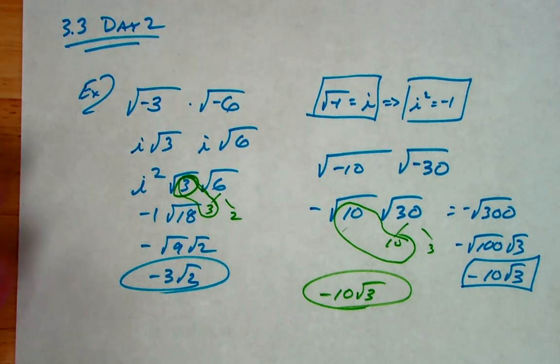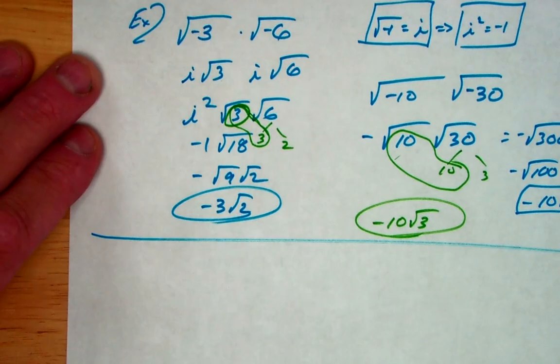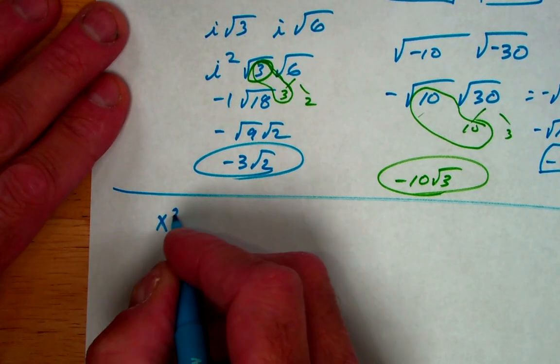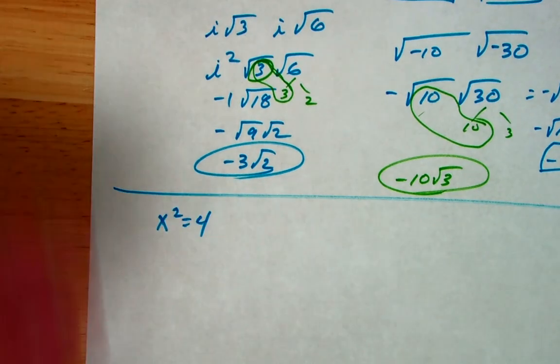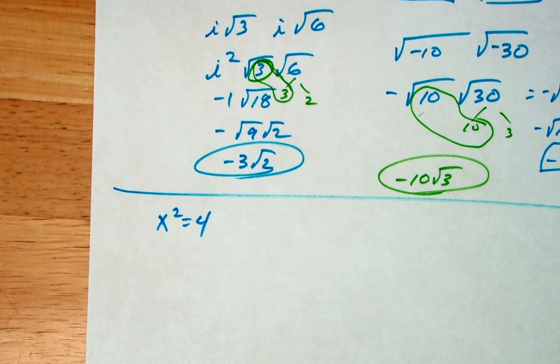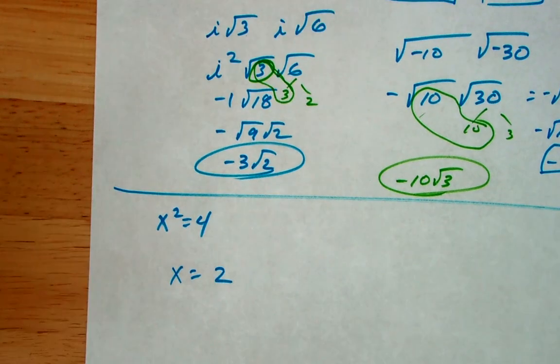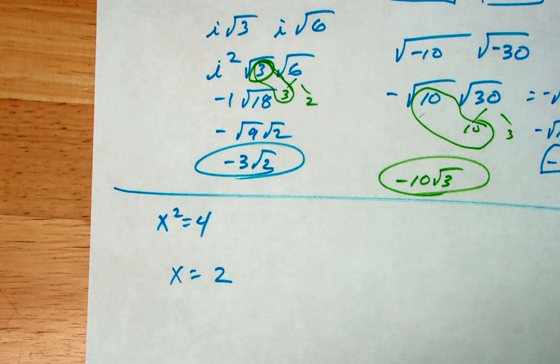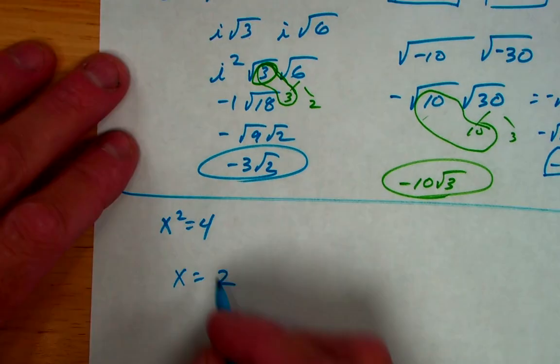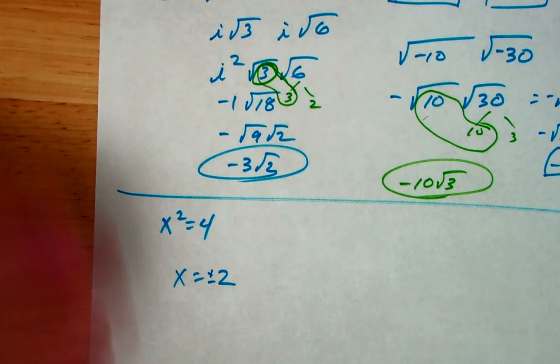That's scenario 1. Scenario 2. x squared is equal to 4. What's x? x is 2? And 2, and there's another answer. Negative 2. So the way we write that is plus or minus 2.